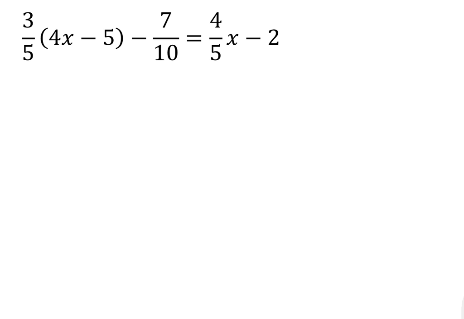Here's a lovely problem. You might want to pause the video and try it yourself. I'm going to go ahead and proceed by multiplying both sides of this equation by the number 10. If I do that, it will clear the fractions.